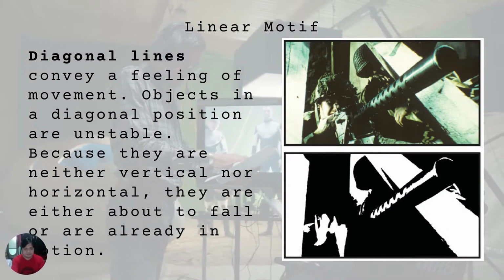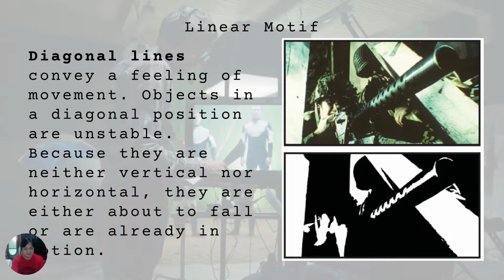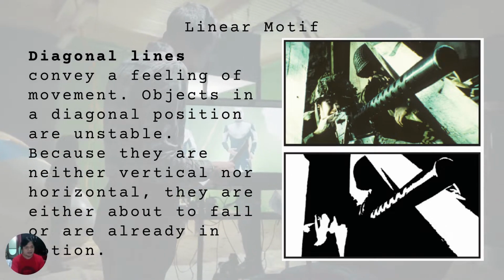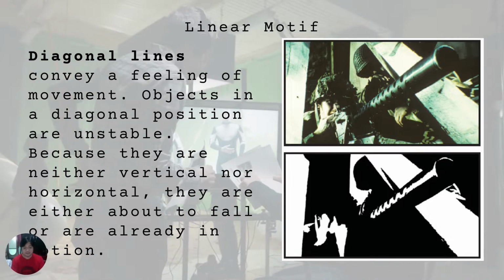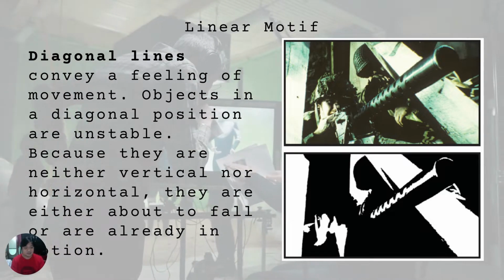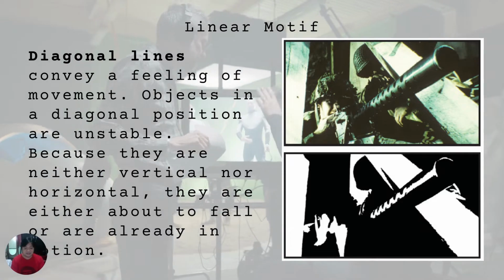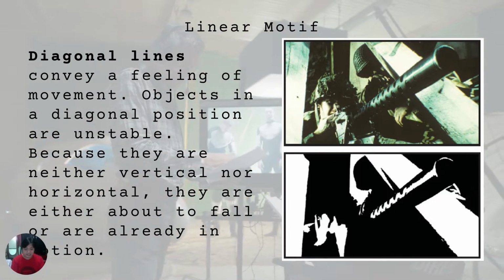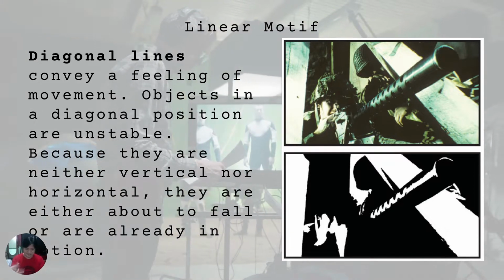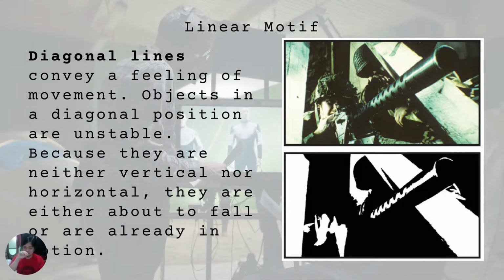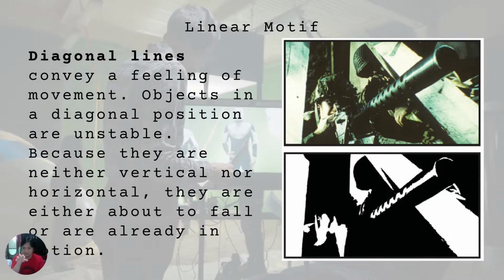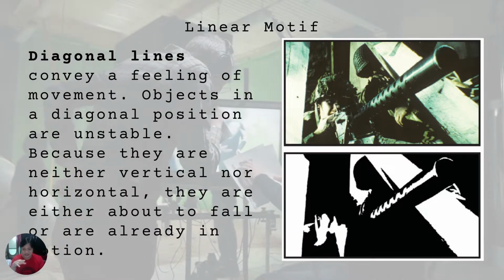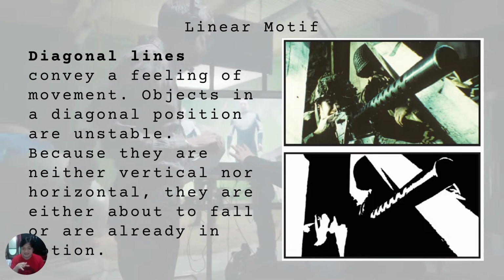A diagonal line, for example. Diagonal lines convey a feeling of movement. Objects in a diagonal position are unstable because they are neither vertical nor horizontal. They are either about to fall or already in motion. Now, in this particular image, when it's contrasted, you can see diagonal lines.